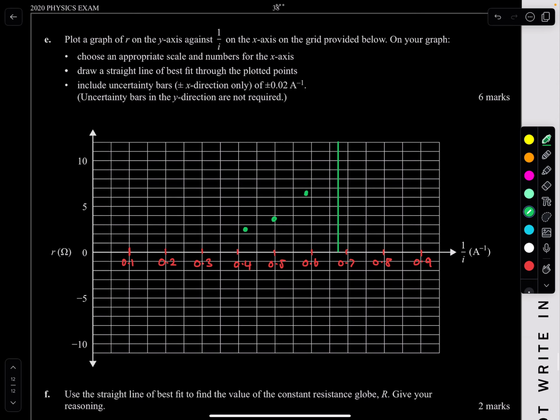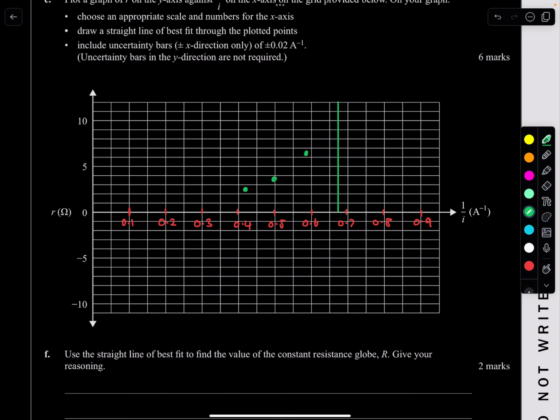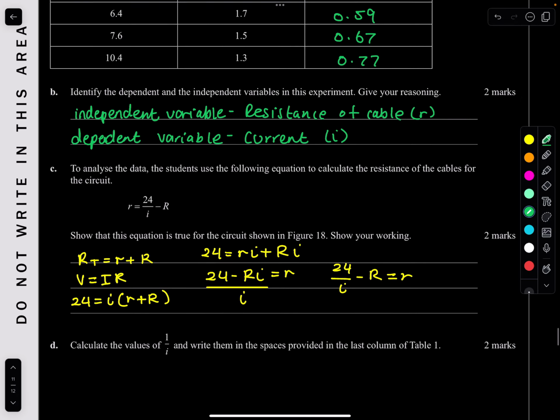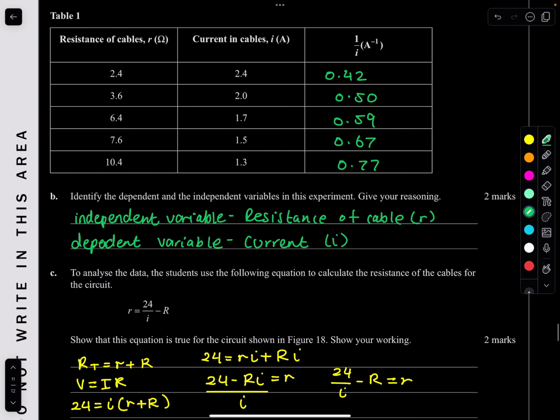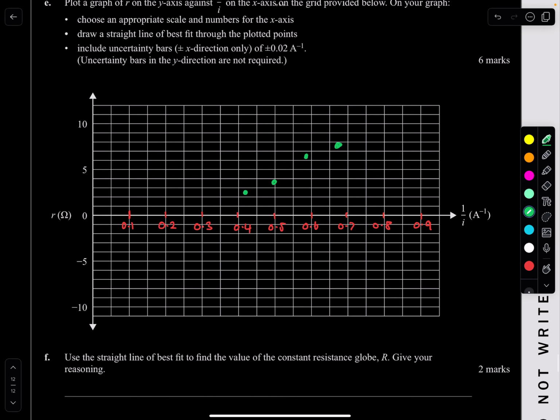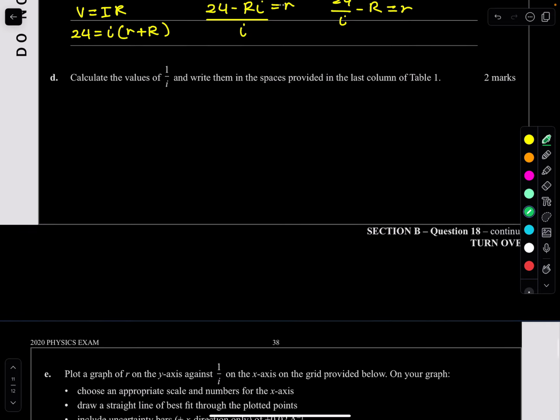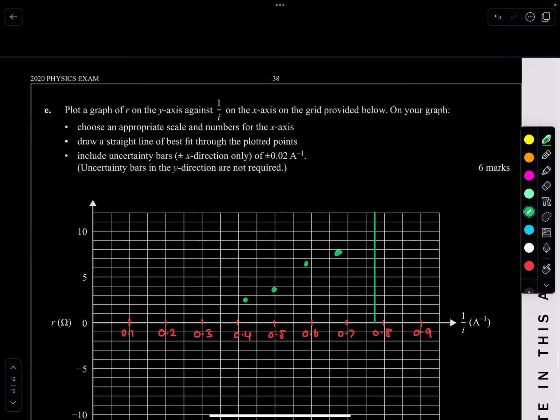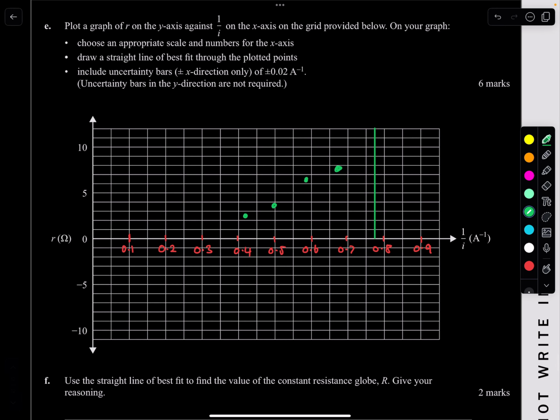And 7.6. 5, 6, 7, 8, so it's around here. This is taking longer than expected, but yeah. Next one is 0.77. So let's draw that line. That's halfway there, so it's around there. That's 0.77 and 10.4 basically. 10, 11, 10.4, it's around here.